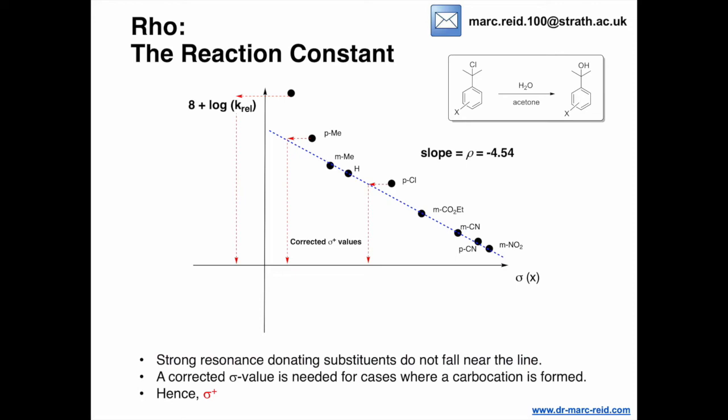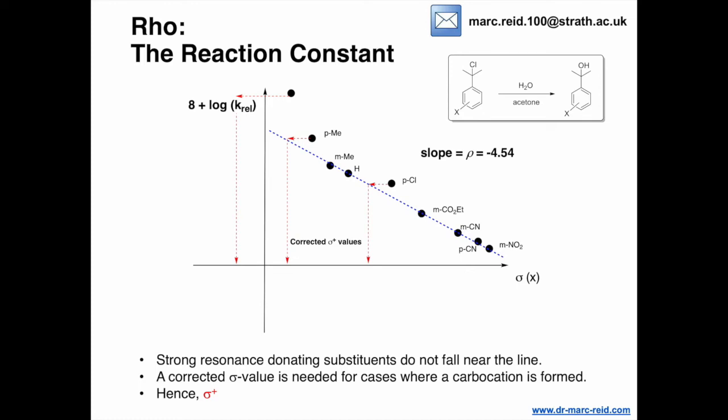For those data points, in other words those substituents, that don't sit on the straight line for the standard Hammett plot, they can be shifted to the left in order to sit on the line. This then gives corrected sigma values for those substituents that we can term as sigma plus values. Such corrected terms are needed in cases where carbocation formation is a key mechanistic step.